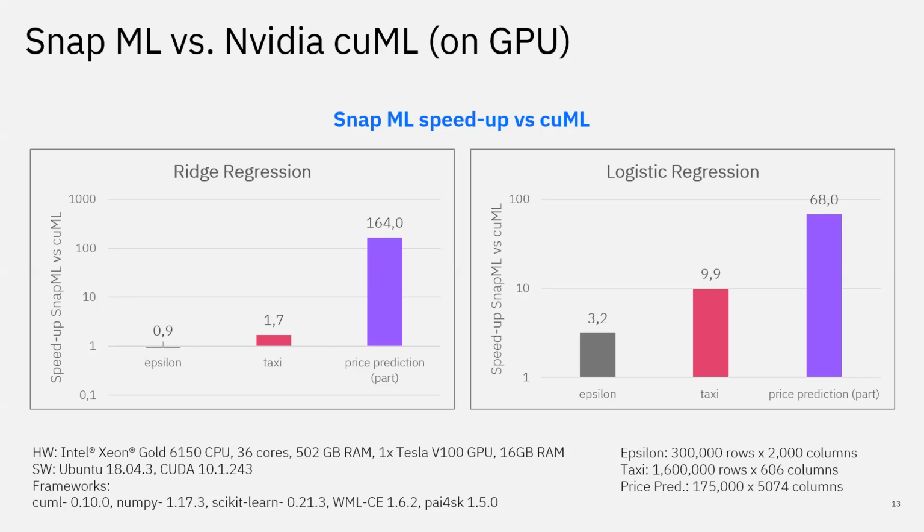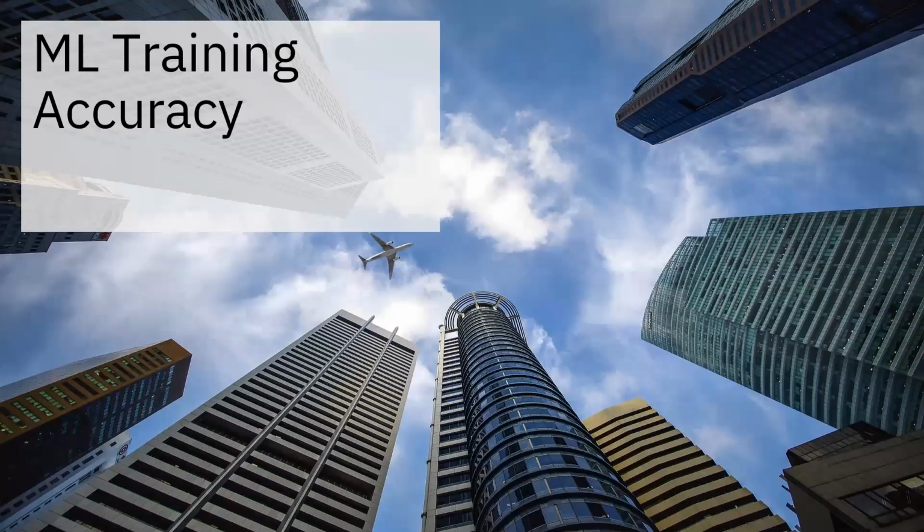And the y-axis here shows the speedup we achieved over cuML. So we see in some cases, cuML was ever so slightly better, and in other cases, SnapML was 164 times better, and 68 times better on logistic. And these speedups are coming from the fact that we solve the problem using fundamentally different algorithms than cuML. This is related to the core research technology which is underpinning the SnapML framework. Okay, next chart, please.